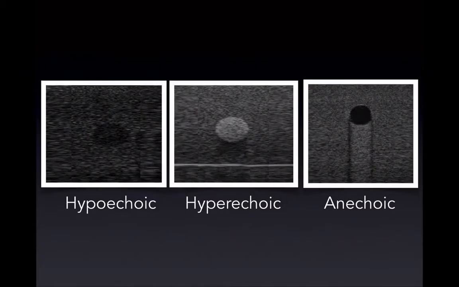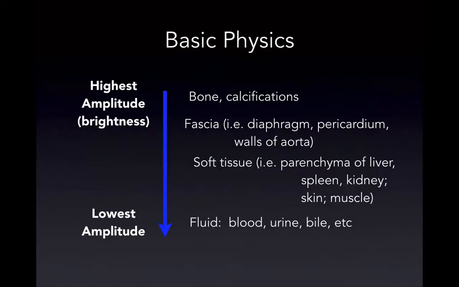So if you compare the three, it's a very interesting, important slide, where you compare all those three echoes, or what we describe as the echogenicity of an image. And basically, tissues in the body respond with different echogenicities. So bones, for example, are calcifications, have the highest amplitude.